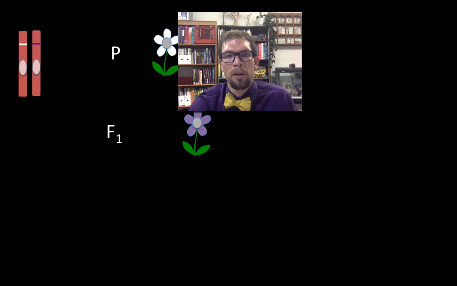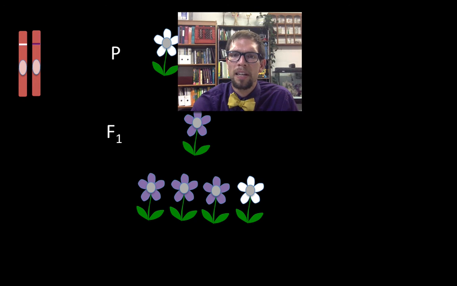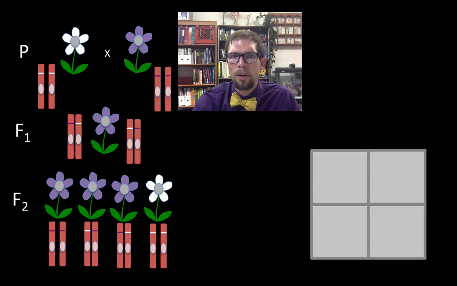Now he went one step further, and he took these plants that only gave rise to purple flowers, and he bred them together. And when he did this, he found that he mostly got purple flowers, but approximately 25% of the time he would actually get a white flower. And this was in the F2 generation that he observed this. So what was going on here?